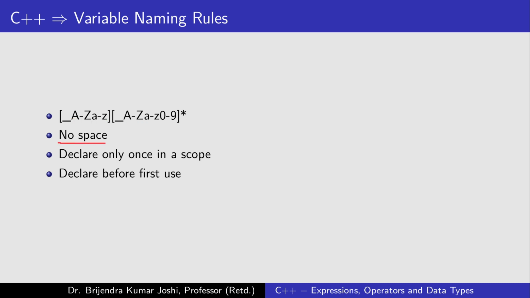No space is allowed in the name of a variable. And then one has to declare a variable only once in a scope. You are not allowed to redeclare a variable in the same scope. It is also essential that we declare any variable before its first use.